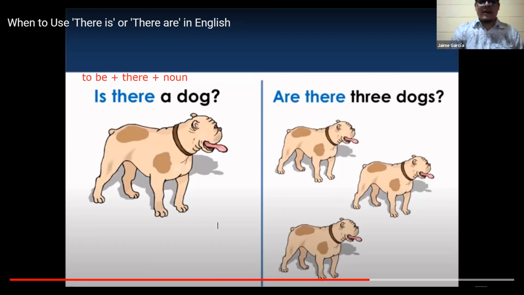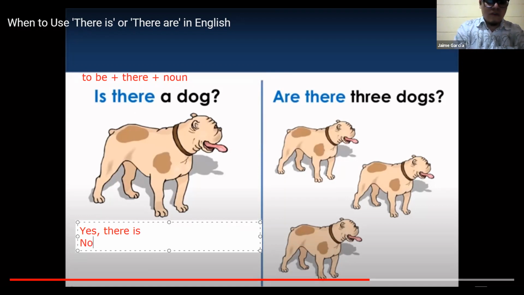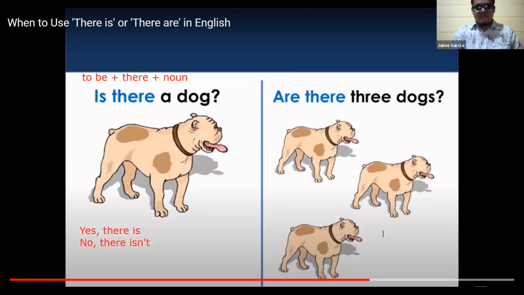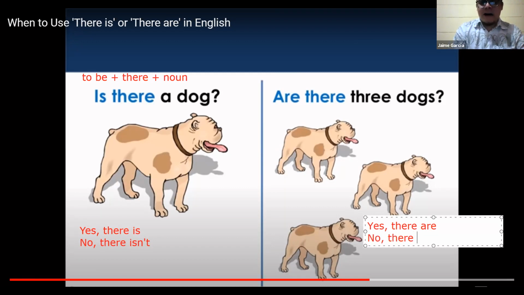And how can you answer this question? Is there a dog? If it is positive, yes, there is. Exactly. If it is negative, no, there isn't. Okay, there you go. Are there three dogs? If it is positive, yes, there are. If it is negative, no, there aren't. Okay. All right. There you go.